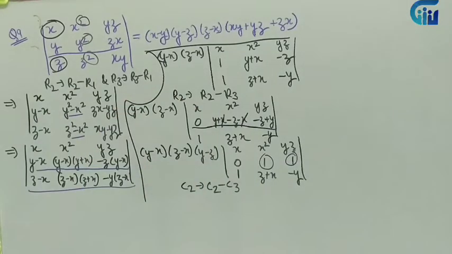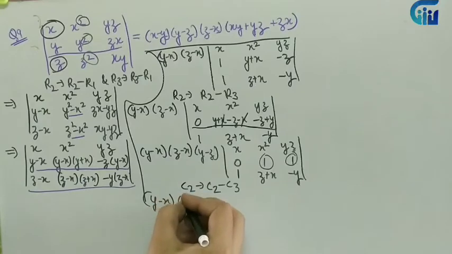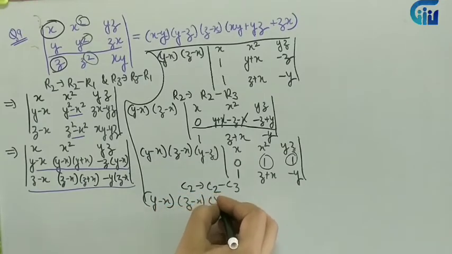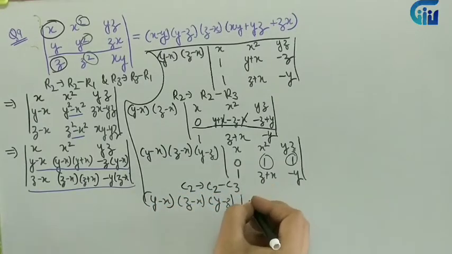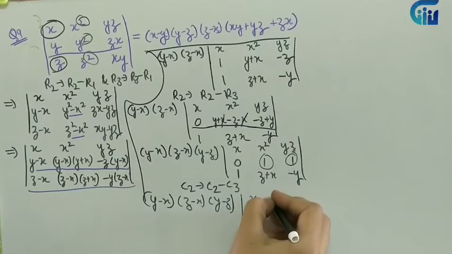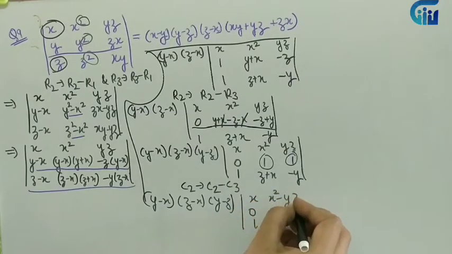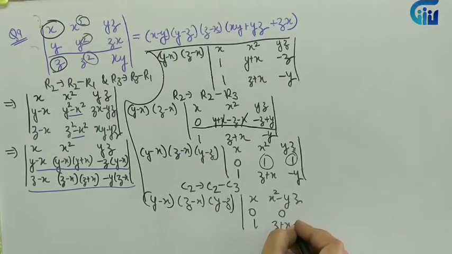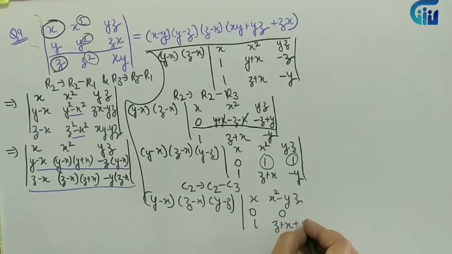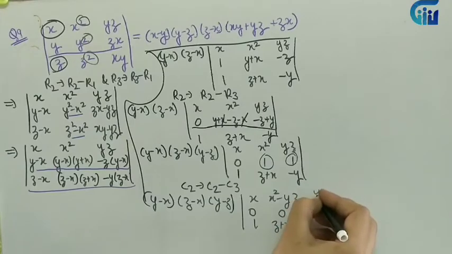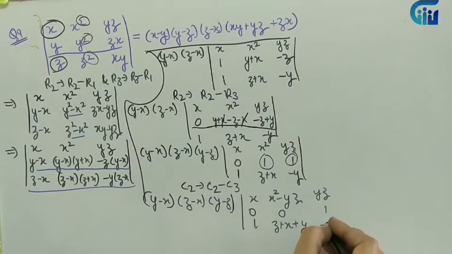So what will happen now? Let's see. The rest of the things will be same. Y minus x, z minus x, y minus z. This will be x, 0, 1. This will be x square minus yz. This will be 0. This will be z plus x minus y, minus of minus y will be plus y. And this will be yz, 1 and minus y.